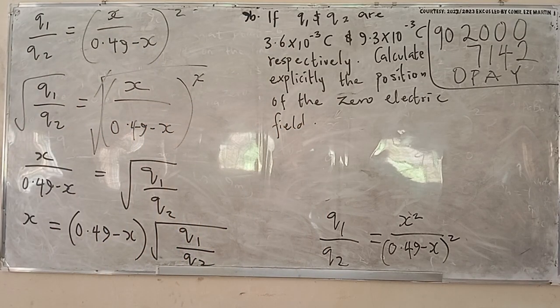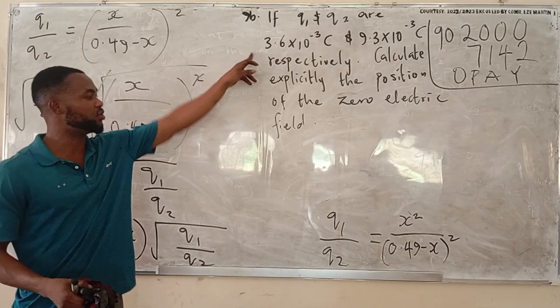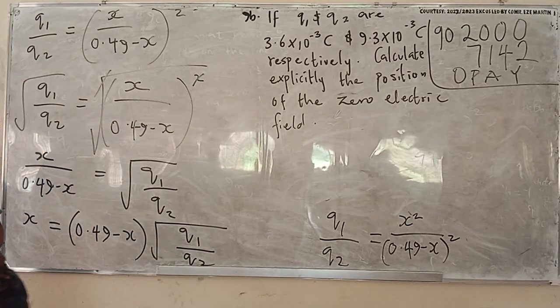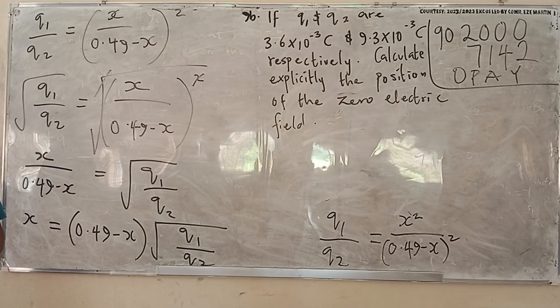So if Q1 and Q2 are 3.6 times 10 raised to the power minus 3 coulomb and 9.3 times 10 raised to the power minus 3 coulomb, respectively, calculate explicitly the position of the zero electric field. Since we've gotten the position at equilibrium, all I need to do is substitute these values for Q1 and Q2. That's just it.